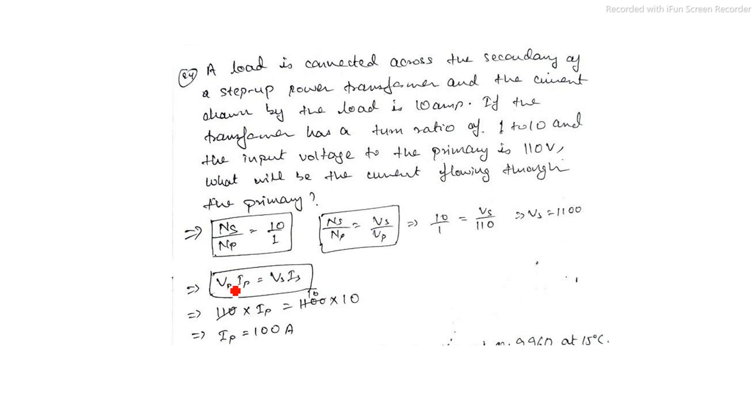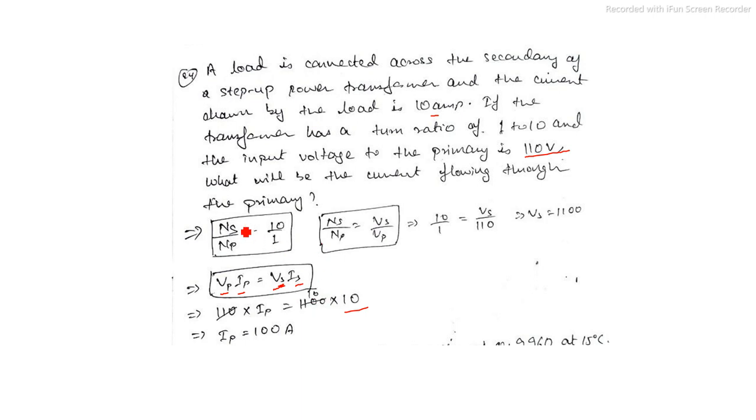So here, first the voltage in primary is given. Then current in primary we have to find out. Then voltage in secondary is not given. And then current in secondary: the current in secondary of the step-up transformer is 10 ampere, so it is given. Now we have to find the voltage in the secondary circuit.